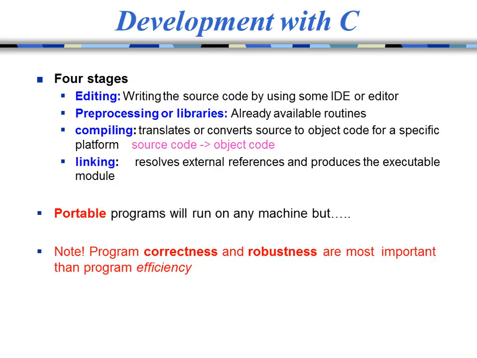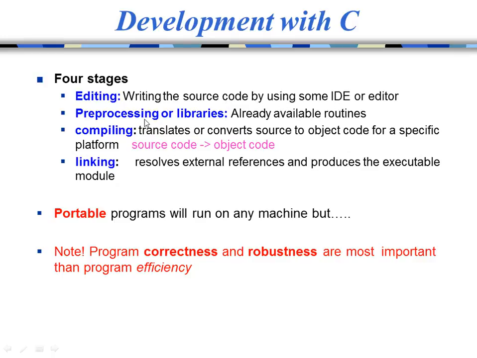Number one, first of all, we have to write the code, which is called editing. Writing the source code by using some IDE. IDE stands for Integrated Development Environment, or editor. If you need to write a C program, we use an IDE or editor. In the next lecture I will explain how to write a program in different IDEs or editors. But there are four stages. Number one, editing, writing the source code by using some IDE or editor.